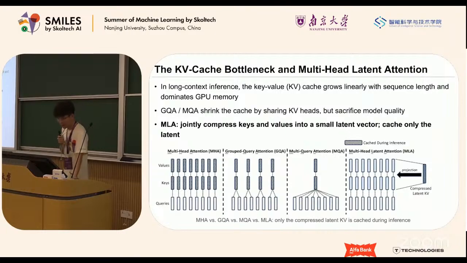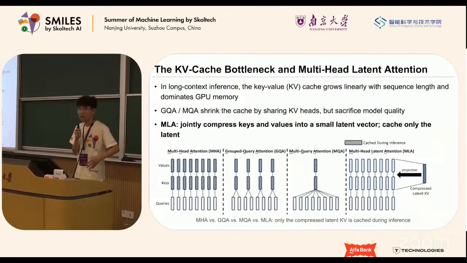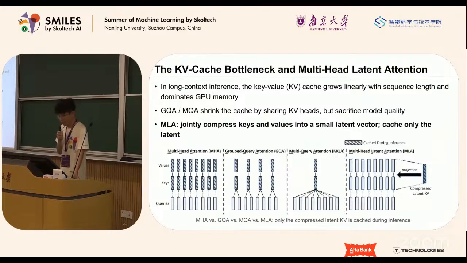Another major challenge in long context inference is the KV cache bottleneck. During autoregressive generation, the key-value cache grows linearly with the sequence length, dominating GPU memory. Grouped query attention and multi-query attention reduce cache size, but they can hurt model quality. DeepSeek addressed this by introducing multi-head latent attention, or MLA, which compresses keys and values into a low-dimensional latent vector, caching only the latent vector during inference.